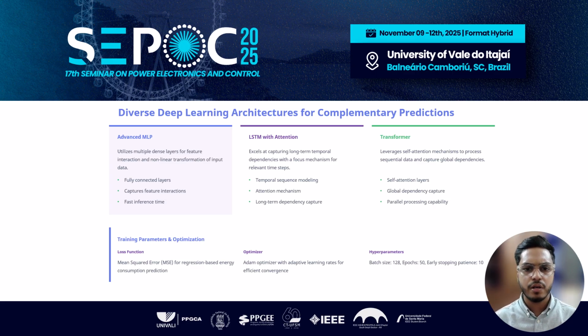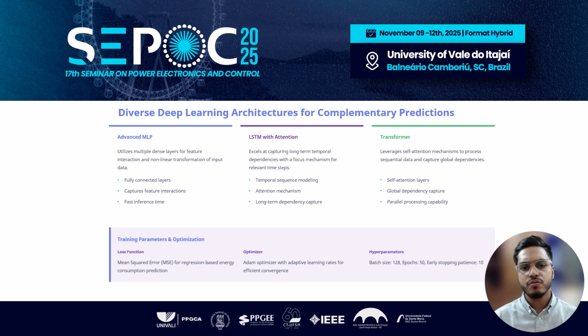The base models were the advanced MLP for capturing nonlinear feature interactions, the LSTM with attention for capturing long-term temporal dependencies, and the transformer model for capturing global sequence dependencies. Let's look at how we optimize these models and combine their power.